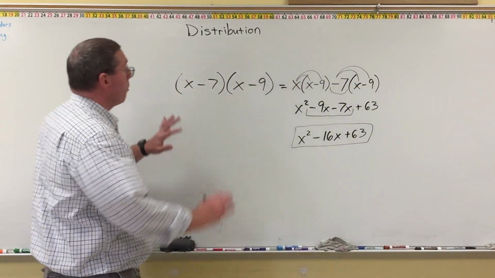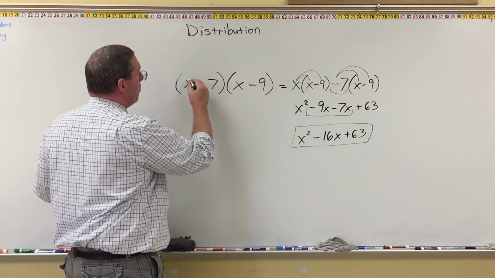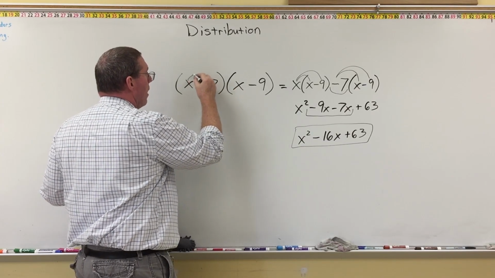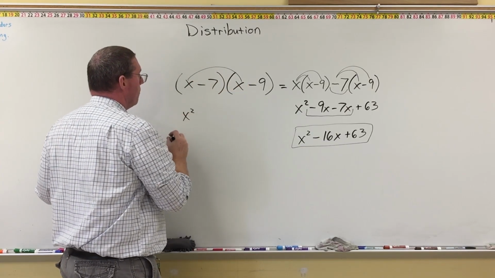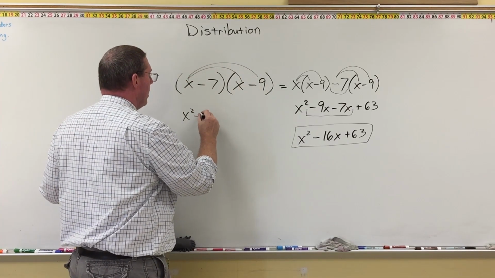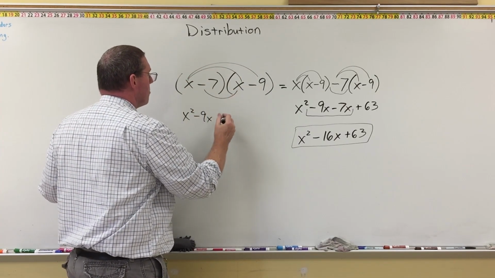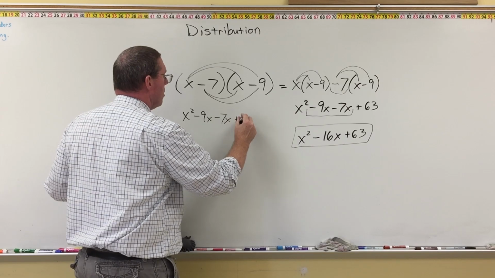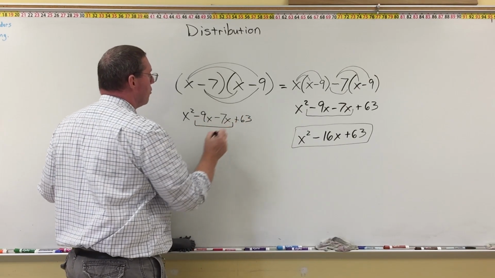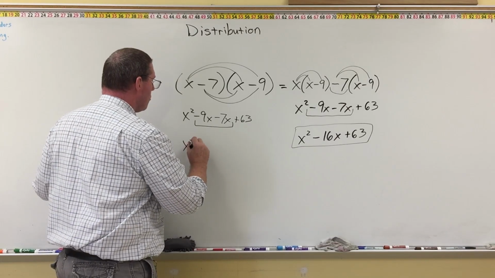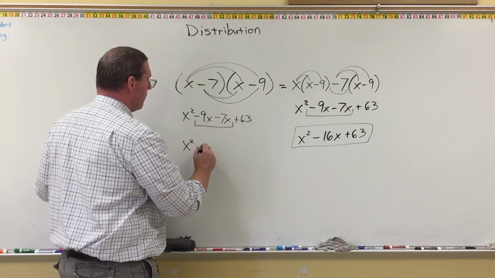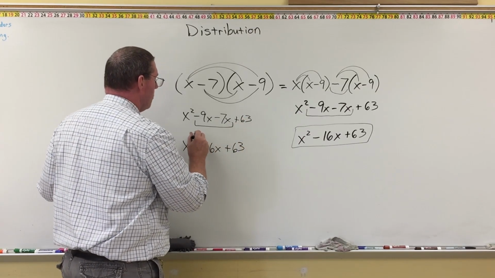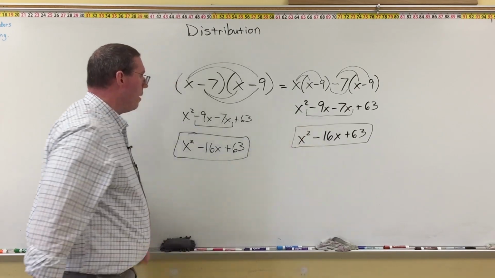Now, we could do it the other way where we don't rewrite it, where all we do is the x times both of these, then the negative 7 times both of these. x times x, that's x squared. x times negative 9, that's minus 9x. Negative 7 times x, that's minus 7x. Negative 7 times negative 9, that's plus 63. And again, we have our like terms in the middle. So we'll bring down our x squared. Negative 9x minus 7x, that's minus 16x. And then plus 63. And as you can see, we have the exact same answer that we had in the other method that we used.